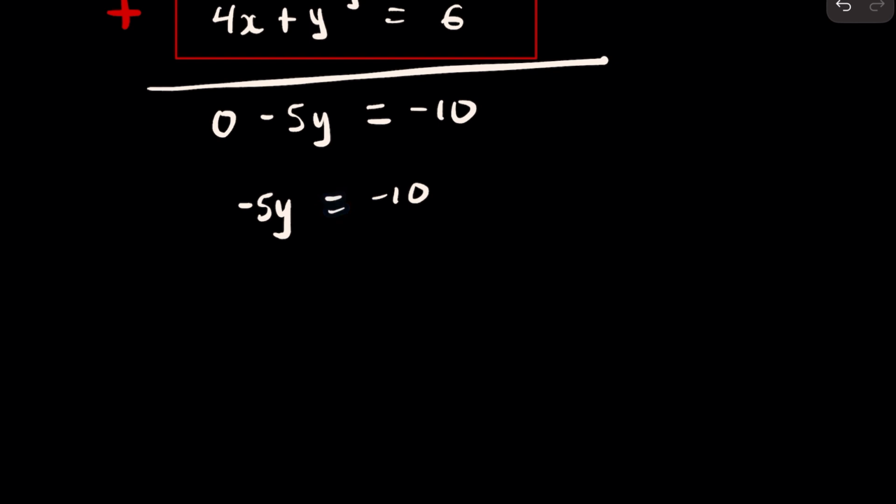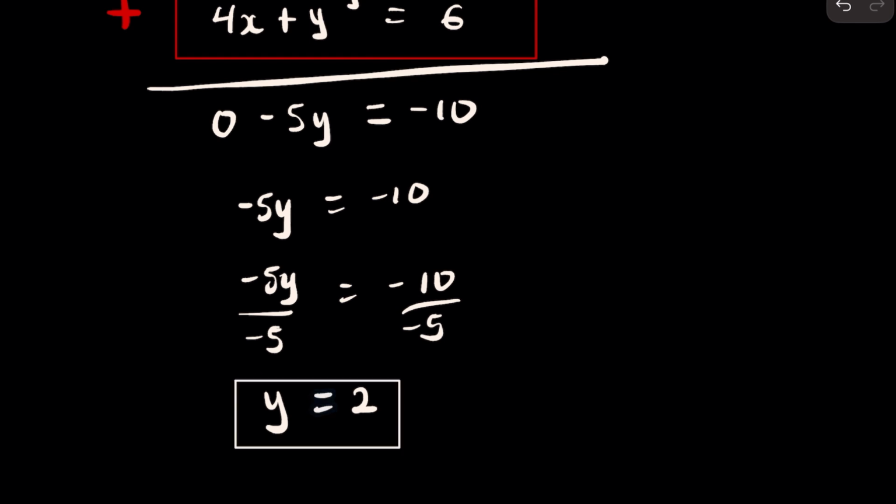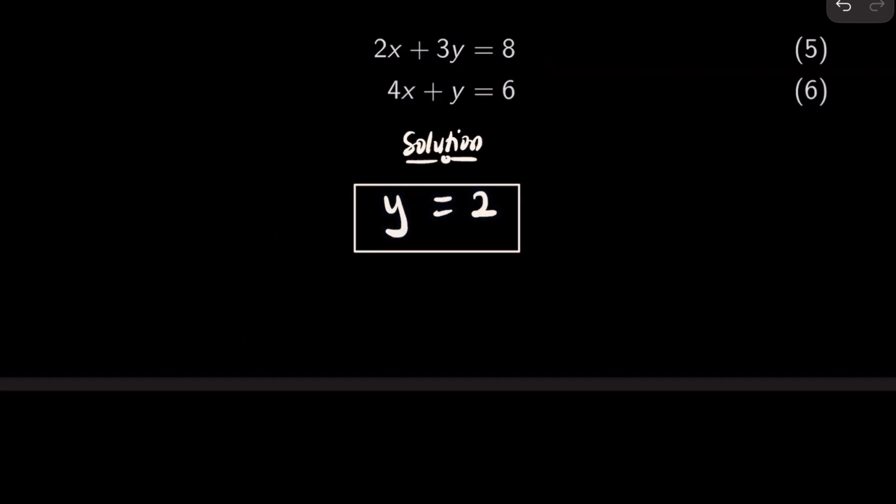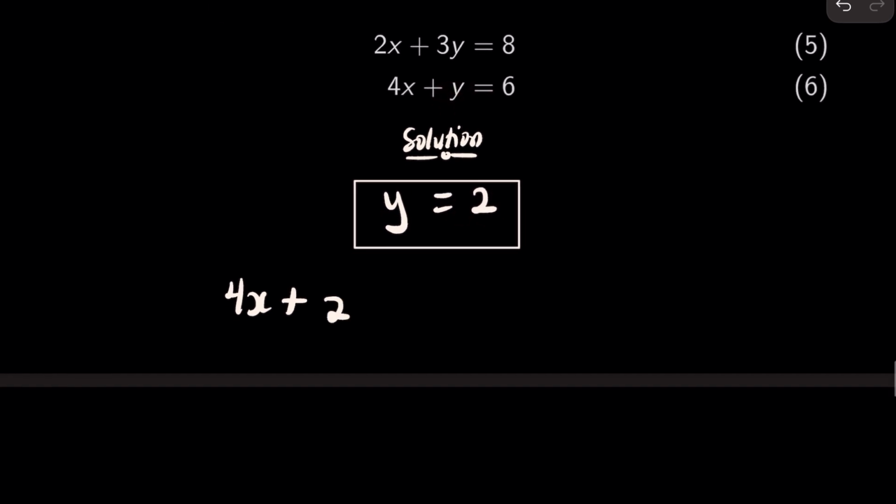So solving for y, we have minus 5y divided by minus 5 is equal to minus 10 divided by minus 5. That's y is equal to 2, right? So we have the value for y to be equal to 2. So from here, we can choose any of these equations and then we solve for x, right? So now let's choose equation 6. So we are going to have 4x plus y, but y is now equal to 2, then is equal to 6, right? That's 4x is equal to 6 minus 2, and so 4x is equal to 4, right?